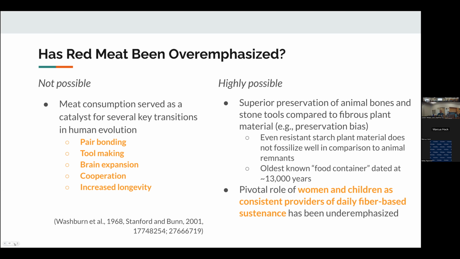But I also really wanted to emphasize here that what is also underemphasized is the pivotal role that women and children have played as consistent providers in daily fiber-based sustenance. Because when earlier hominins were gathering food, the fiber-rich components were a much more stable source of food than meat, which was kind of come and go, whether or not the tribes were successful in hunting down whatever it is that they were trying to catch.